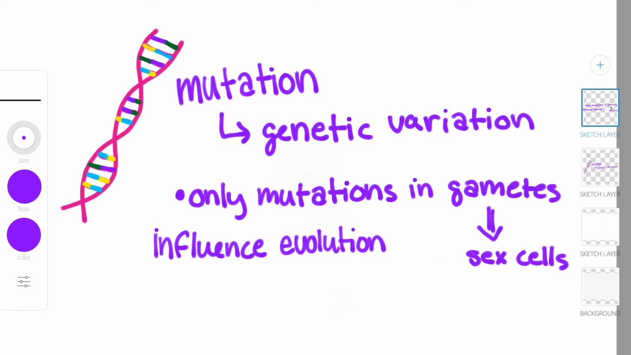Most mutations don't result in any changes, and even if they do, they have to occur in gametic cells to matter. That's because mutations that occur in sex cells get passed on to the next generation.